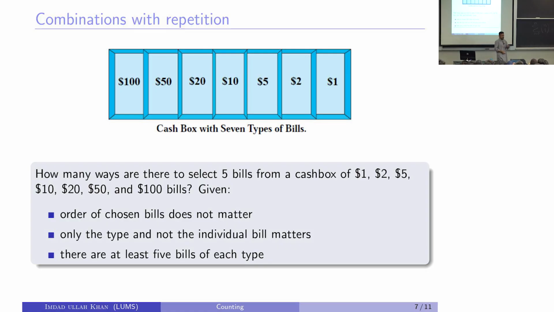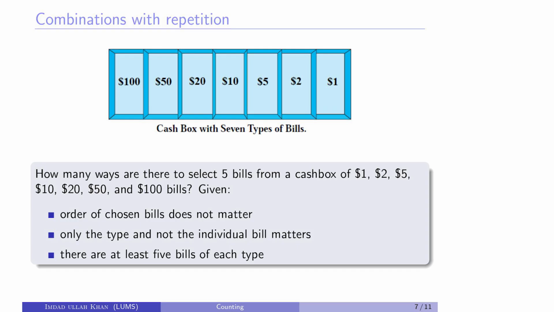It doesn't matter which bill you choose. All 20s are the same. There is nothing called a good 20 and a bad 20, or an old 20 or a new 20. There are at least 5 of each available. You can choose one $20 bill and one $5 bill, or one $5 bill and one $20 bill. They are the same. The order of the chosen 5 bills is not important.